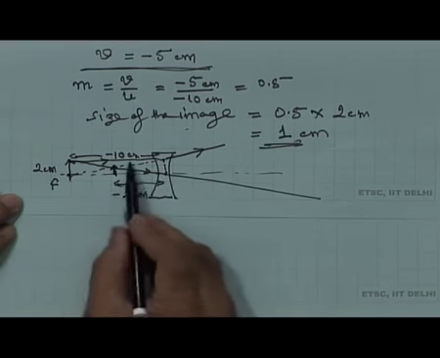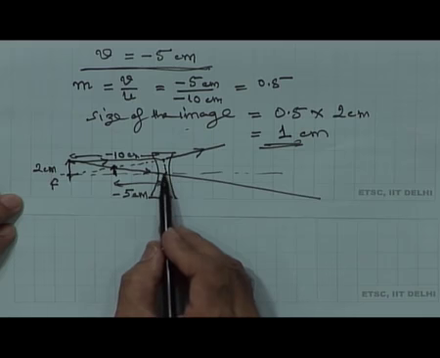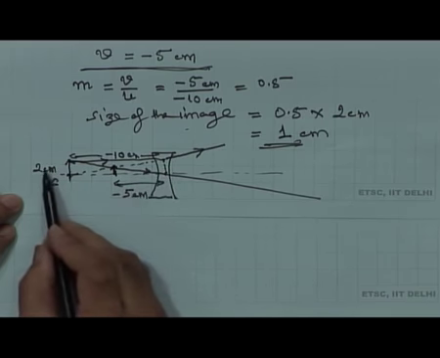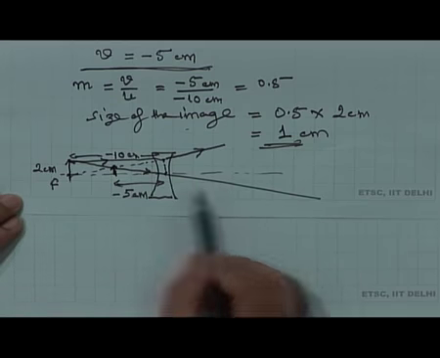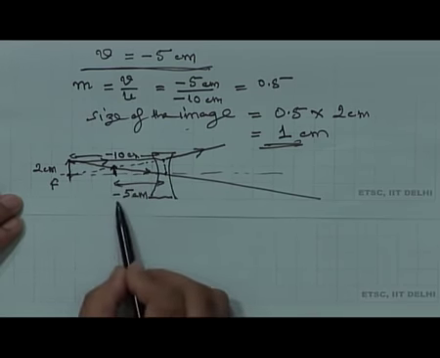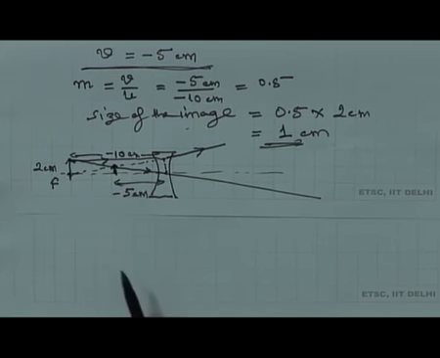Minus sign because we are on the left side of this. Rays are coming from the left side and the distances to the left of the lens are negative and distances to the right of the lens are positive. This is what we see now: this is 1 centimeter height, this is minus 5 centimeter.